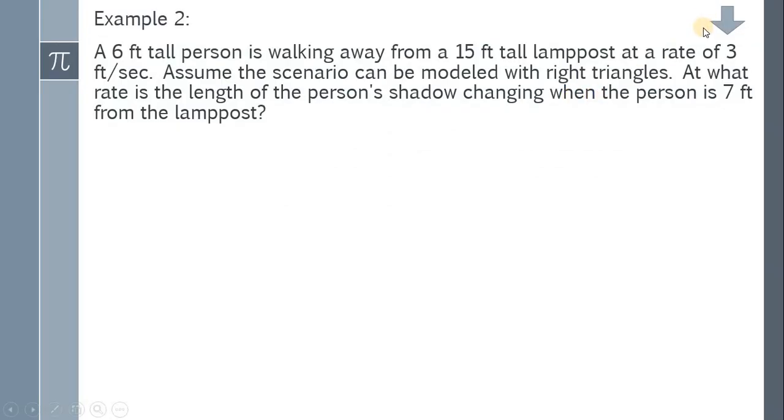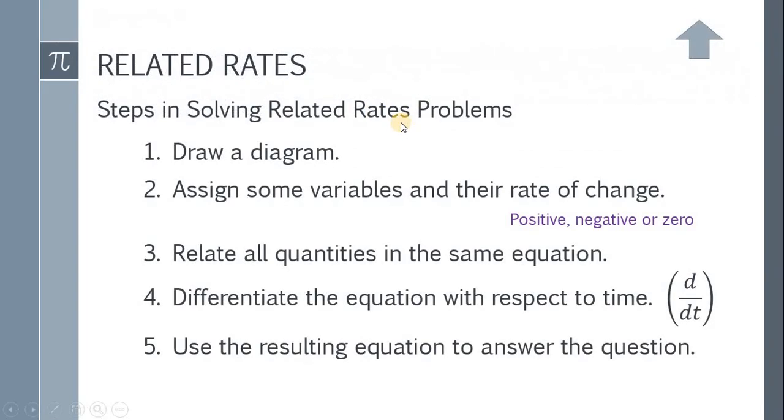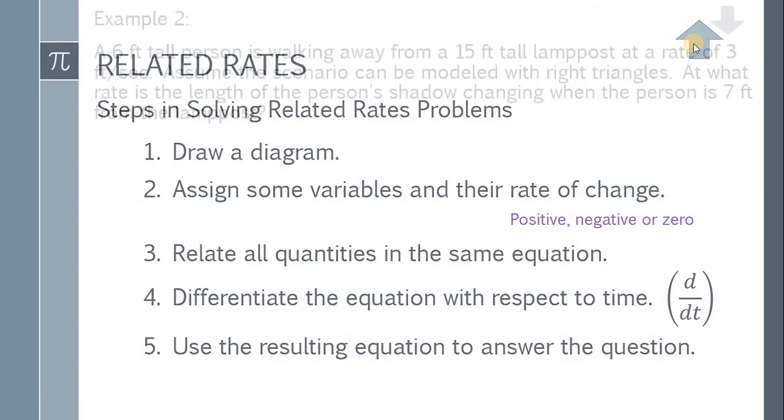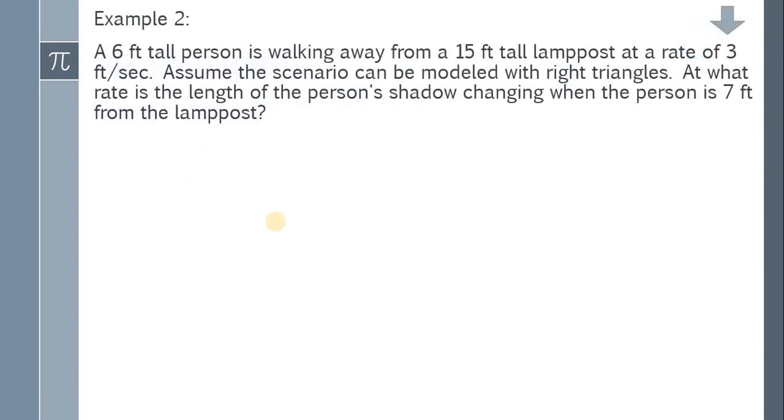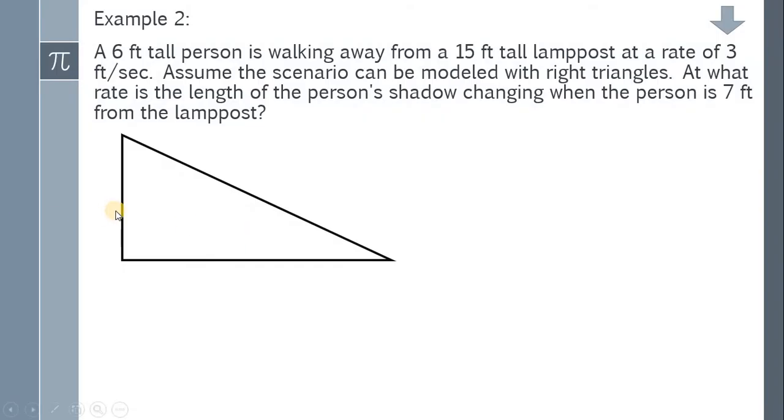Recall muna natin yung first and second step natin. So, yung first step is draw a diagram. Number 2, assign some variables and their rate of change. So, balik tayo sa ating problem. Kailangan natin gumawa ng illustration. So, dito meron tayong right triangle wherein itong side na to is yung ating lamppost and yung man natin o yung person ay nandito sa bandang gitna. Now, yung shadow niya ay nandito sa harapan niya. Okay? Next, lagyan na natin siya ng label.